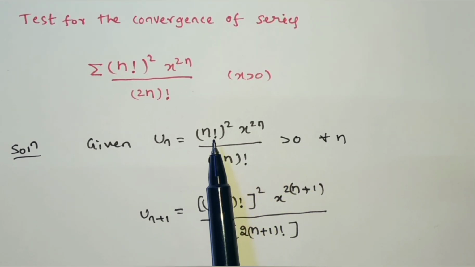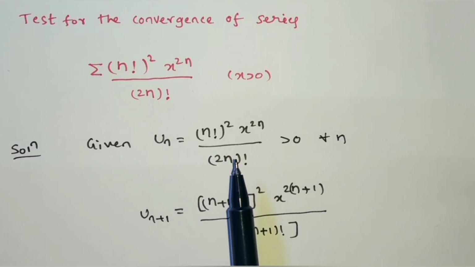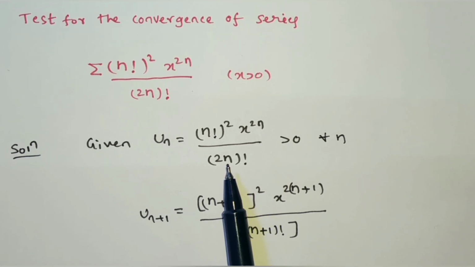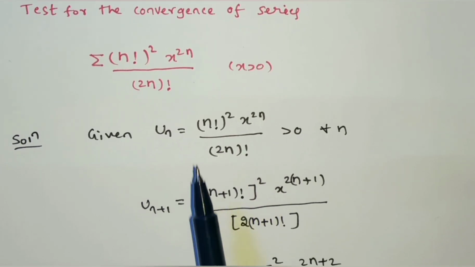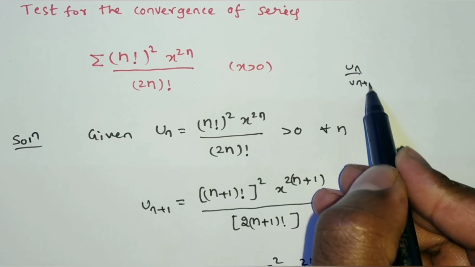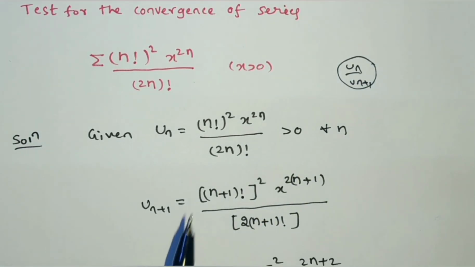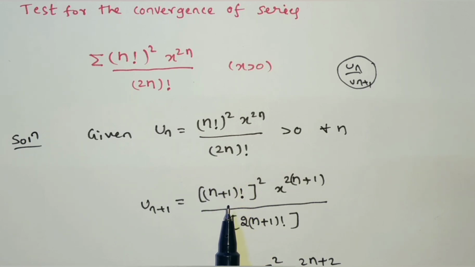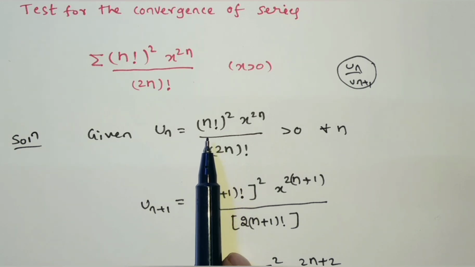Now the series contains factorial, so we have to go for the ratio test. When the series contains factorial, which method is the best method? Here the ratio test is the best method. So in the ratio test we need to find un by un plus 1. So un plus 1 I want. In place of n, I have to substitute n plus 1. It is not like a recurrence series form, it does not contain the previous terms. So directly you put n equal to n plus 1.